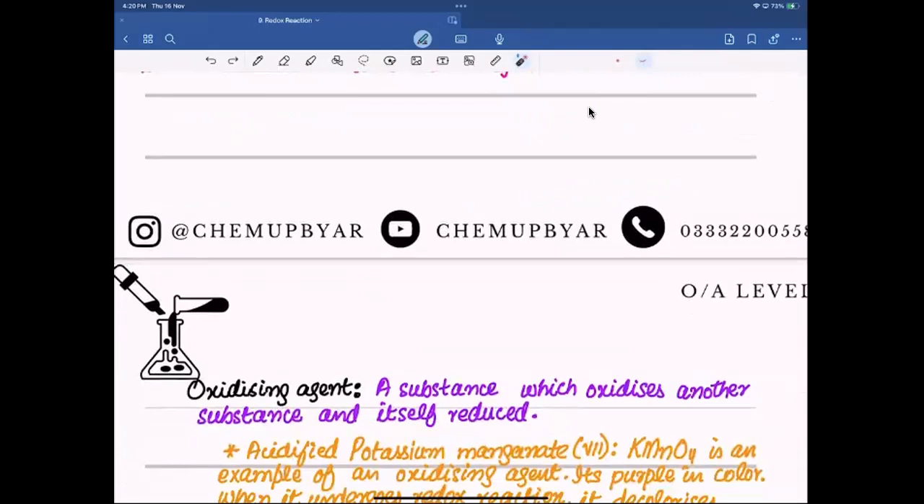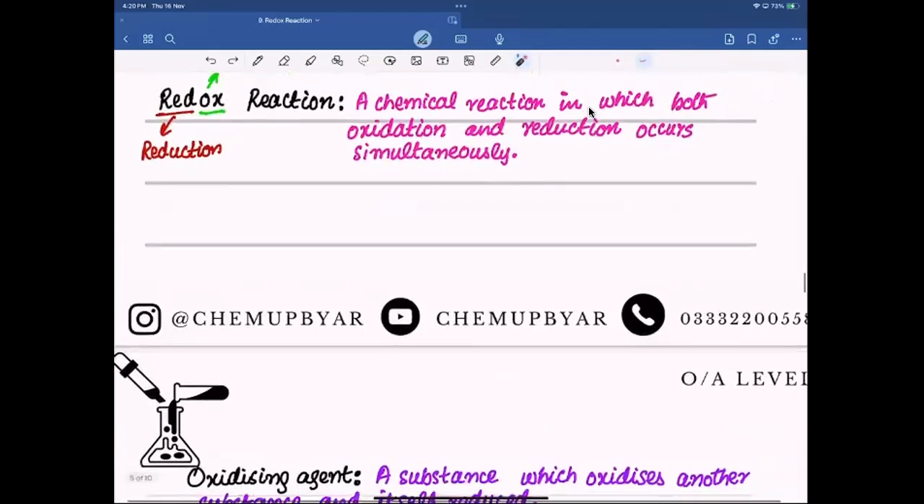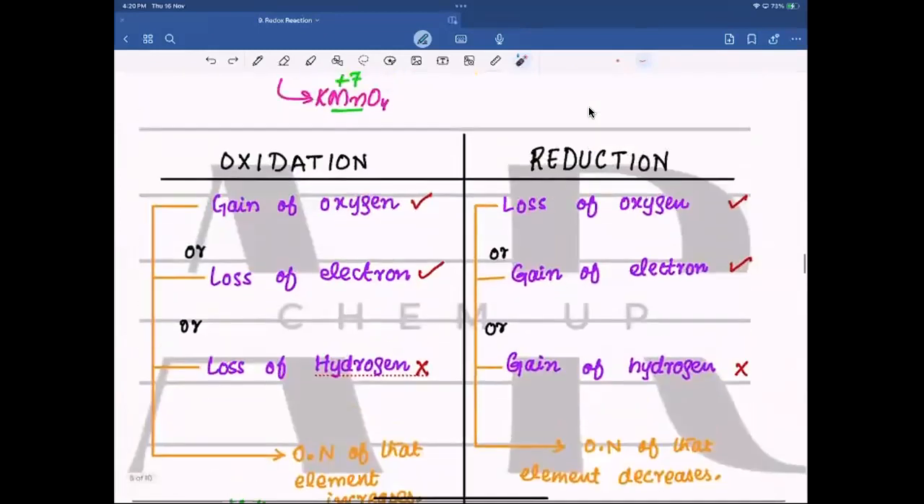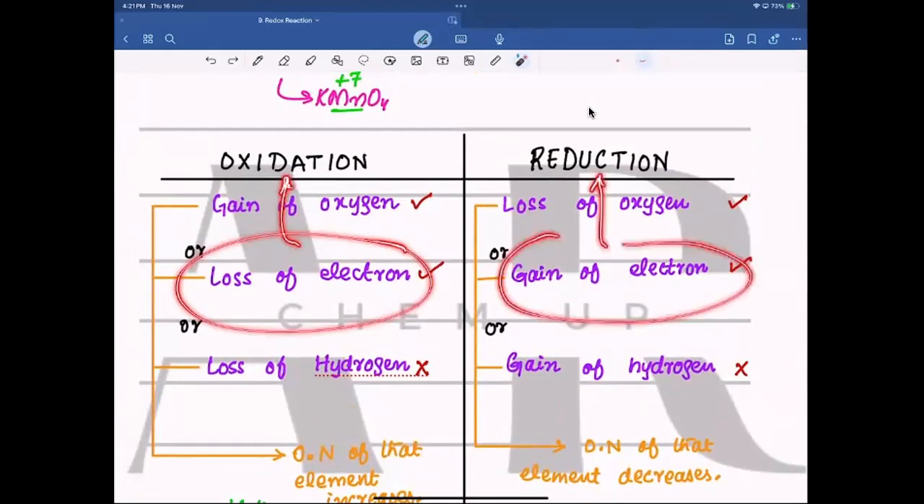Now we have to talk about two substances which are involved in the redox reaction. One is called the oxidizing agent and the other one is called the reducing agent. We have just discussed that these two processes occur simultaneously, right? For example, loss of electron is oxidation and gain of electron is reduction.